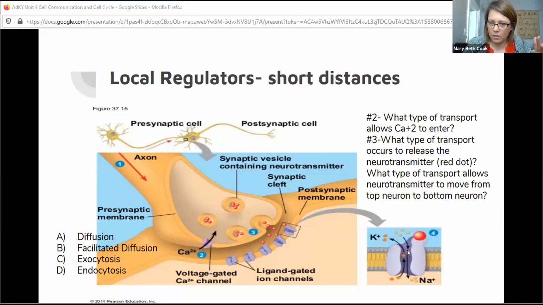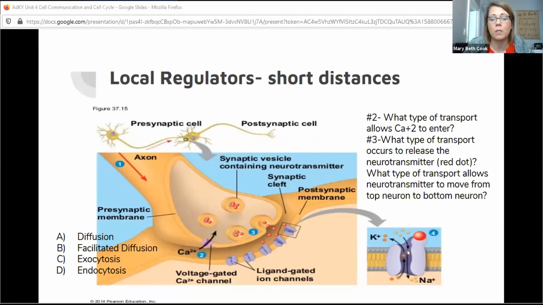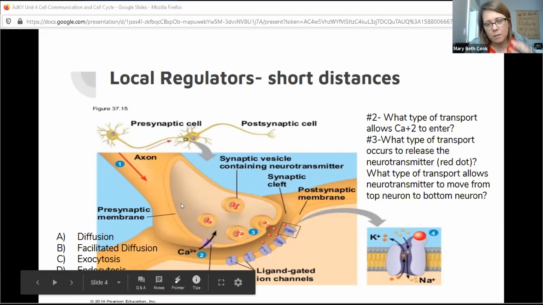What I really like about this picture is not only can we tie in cell communication, but we can tie in all those different types of transport that you discussed this year. What would happen is in this top cell in this picture, sodium ions will be rushing in. That's how the message is traveling down that neuron. When all that positive charge builds up at the bottom, that's going to be a signal for calcium ions to move in. So my first question for you is, how is this calcium ion making its way into the cell? What type of transport has to occur to get in? Some of you are already voting.